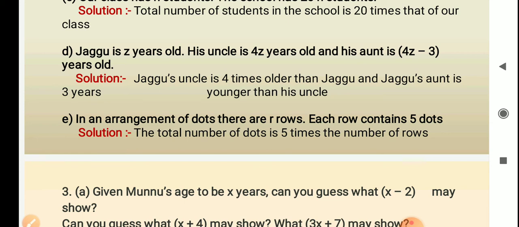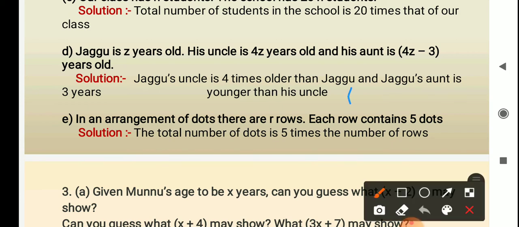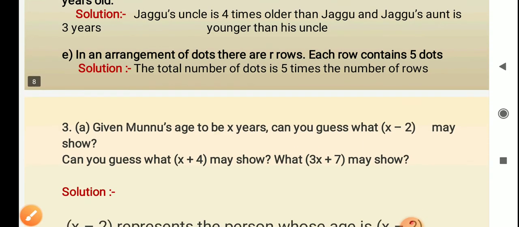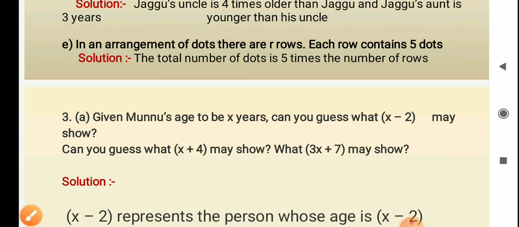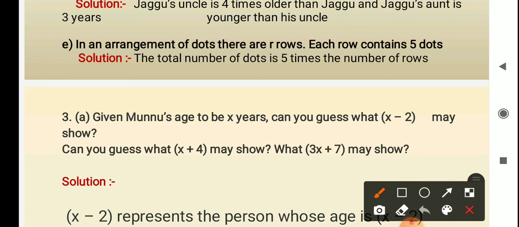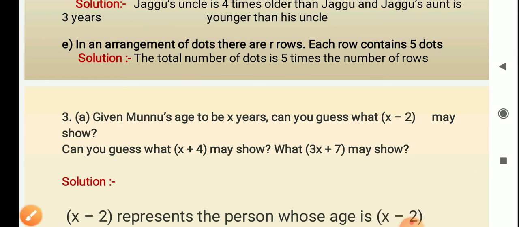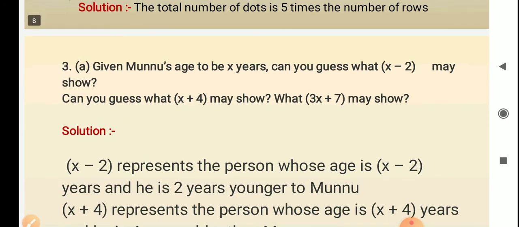Means Jaggu's aunt is 3 years younger than his uncle. Okay. Next question. In an arrangement of dots, there are rows. Each row contains 5 dots. So here the total number of dots is 5 times the number of rows. So student, in this way we change the statements into ordinary language.